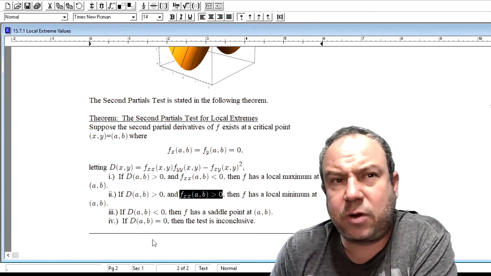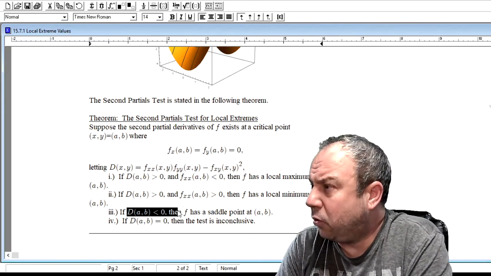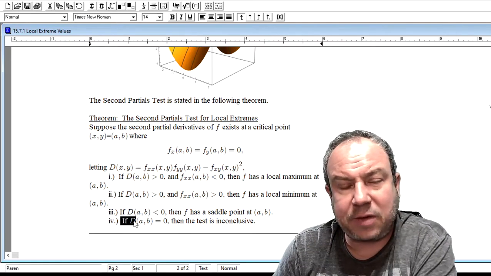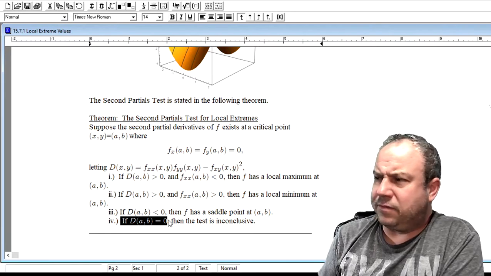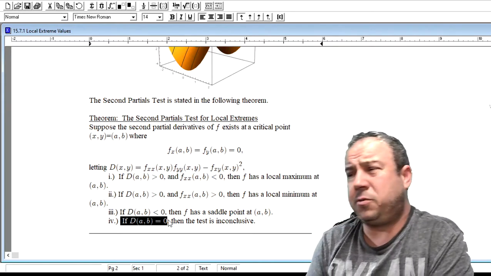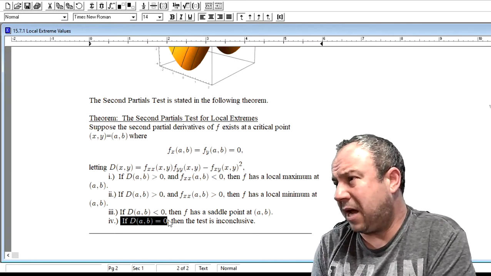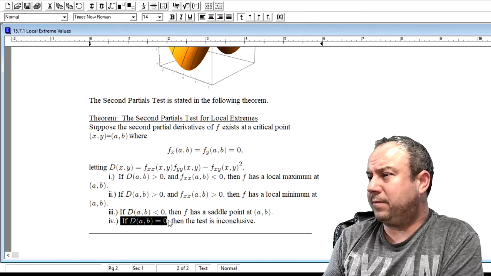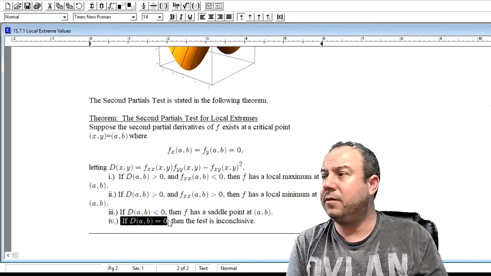If you calculate that discriminant and it's less than 0, you have the case for a saddle point at (a, b). And the one case that we haven't considered is if it equals 0. If it equals 0, then you have the case for an inconclusive test. And you may have to go back and look at some other ways of looking at extreme values. You may have to sketch the level curves or look at the behavior graphically in some manner, to determine the extreme value, if it has one, or if it's a saddle point, or what's going on there at that critical point, respectively.